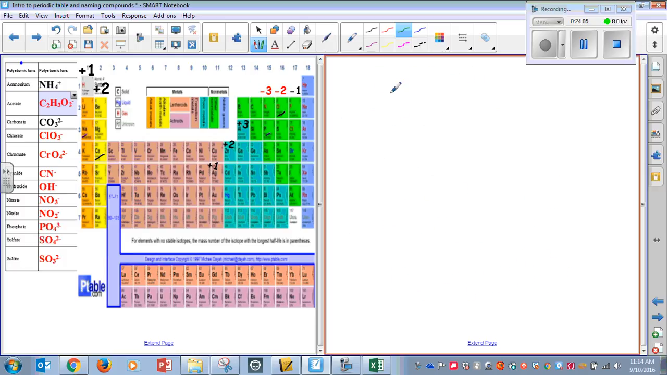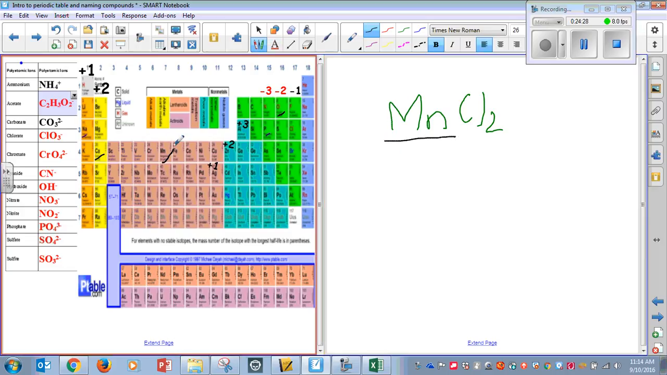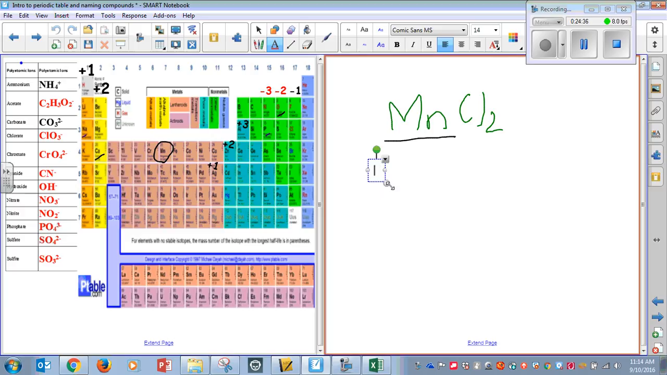What about this compound? What would you name this compound? The first thing you want to do is locate the metal on the periodic table. This metal is Mn. Mn is right here. It is smack dab in the middle of my transition metals. So that tells me I'm going to need a Roman numeral. This is manganese, and I need a Roman numeral.